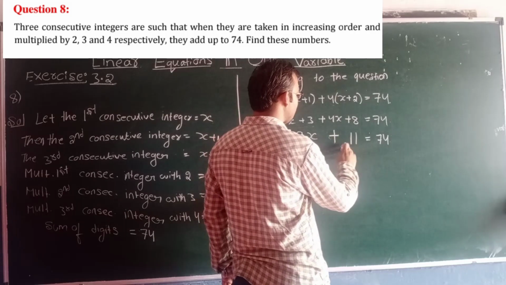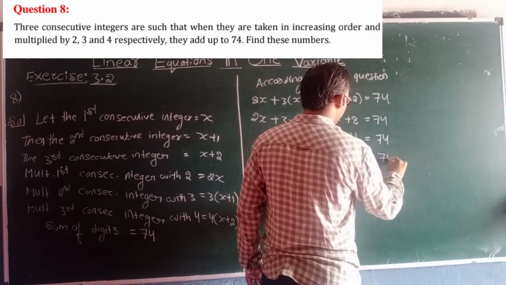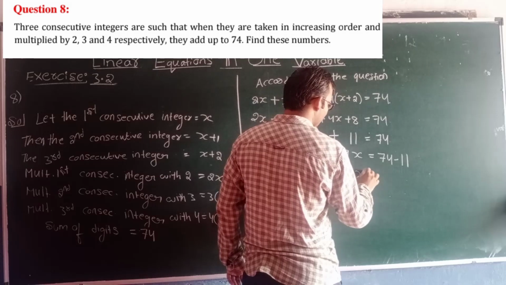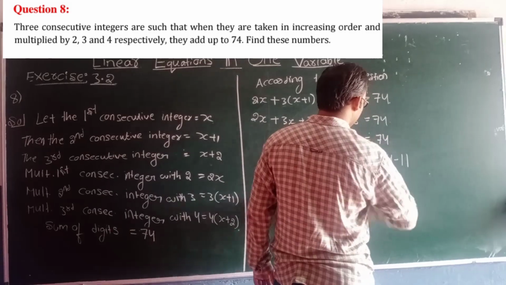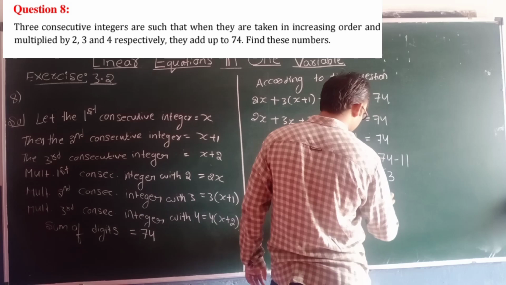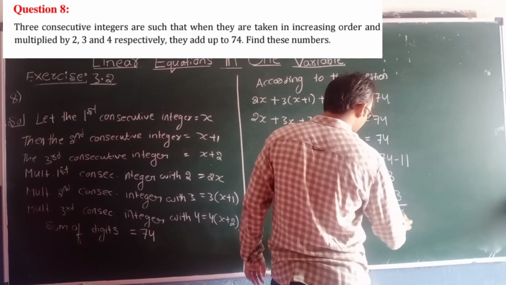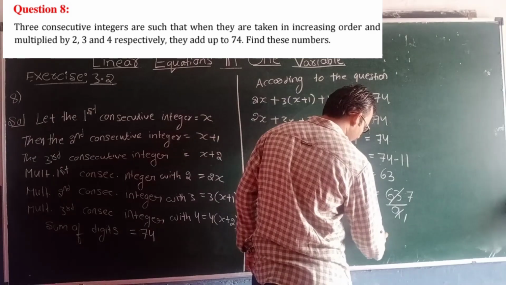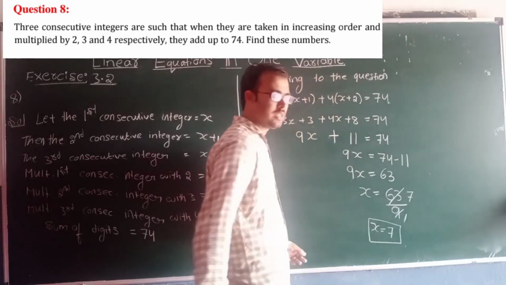Now transpose this plus 11 towards the right side. So it will be 9x is equals to 74 minus 11. 9x is equals to 74 minus 11 is how much, students? 63. 74 minus 11 is 63. So now transpose 9 towards the right side. So x is equals to 63 divided by 9. 9 ones are 9, 9 sevens are 63. So here what is the value of x, students? The value of x is 7.